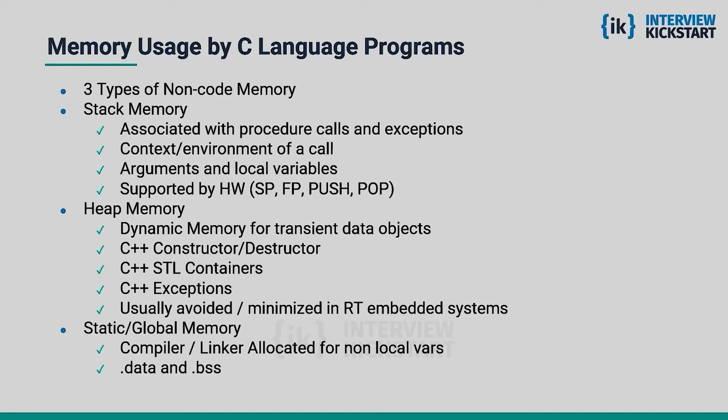One is code memory or program memory, where the instructions for a program are stored, and data memory, where the data inputs and data output of those programs are stored. So they are called non-code memory. One can see there are three types of non-code memory, namely stack memory, heap memory, and static or global memory.